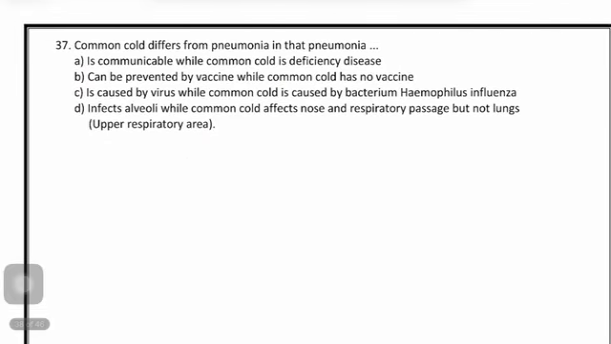37th question. Common cold differs from pneumonia in that pneumonia is communicable while common cold is deficiency. No, wrong. Common cold is also communicable. It is spread by droplet infection or touching articles in contact with patient. Pneumonia can be prevented by vaccine, while common cold has no vaccine. Wrong. There are vaccines for common cold also.